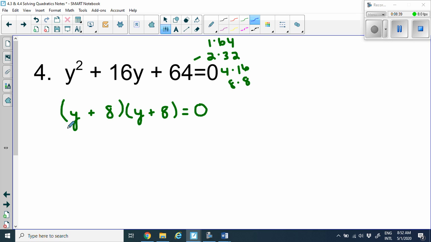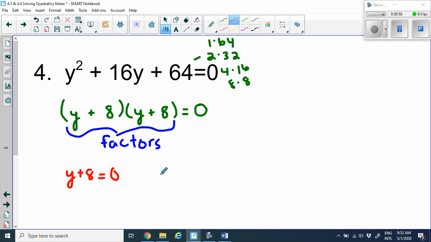So now I set my factors. Remember, y plus 8 and y plus 8, they're both my factors. I set these equal to 0 and solve for the variable. So I have y plus 8 equal to 0. And same thing over here, y plus 8. Now if you notice, the factors are exactly the same. So that means when we solve for both of our factors, our solutions are going to be the same. So on both of them, I'm going to subtract 8. So I should get y equals negative 8 as my solution.